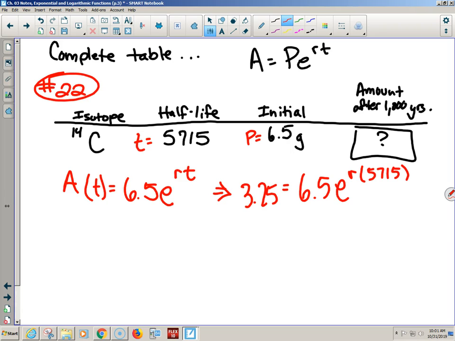That much. But the cool thing is, even if I didn't know this, but I knew the half-life, I can actually still find R, because what's always going to happen when I divide what it is now with what it was, and I have half-life? Isn't that always going to be a half? Right? Or if it doubles, that ratio will always be 2.